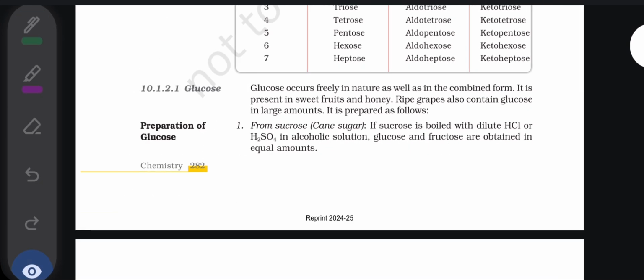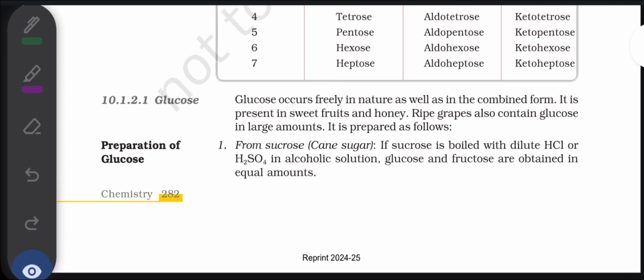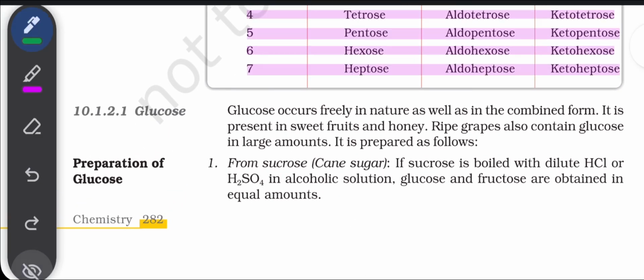10.1.2.1, which is glucose. So glucose occurs freely in nature as well as in the combined form. It is present in sweet fruits and honey. Ripe grapes also contain glucose in large amount. It is prepared as follows. Preparation of glucose from sucrose, which is the cane sugar. Sucrose is the cane sugar.